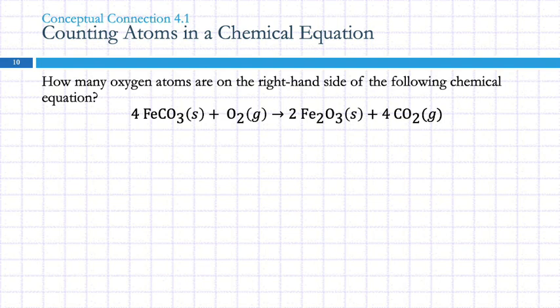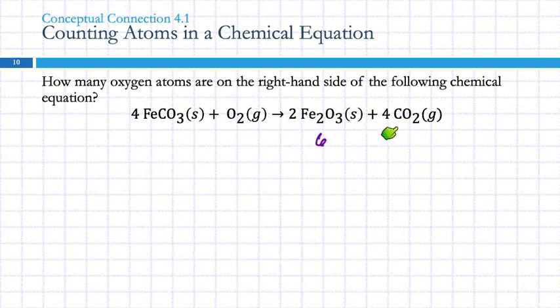Okay, so let's practice counting atoms in a chemical equation. We have to be able to count the atoms before we can balance them. So this is asking how many oxygen atoms are on the right-hand side of this equation. The right-hand side means to the right of the arrow. So this 2 means that I have 2 of these units. So how many oxygens are in there? 6, right? Because each of these units has 3 and there's 2 of them.